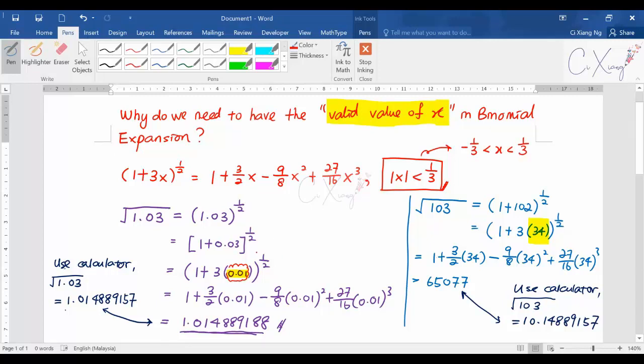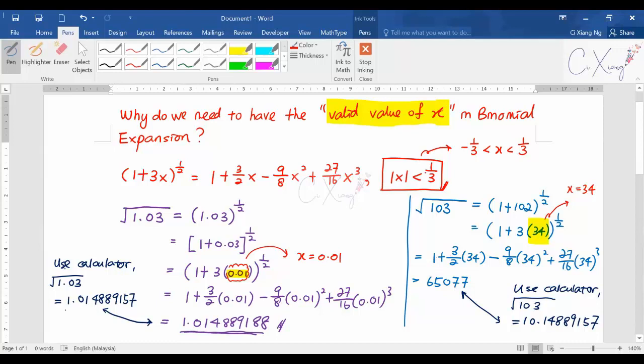So if you look at the first example, the x is equal to 0.01. Is it between negative 1 over 3 to 1 over 3? Yes. So therefore, when you substitute the value 0.01 into the binomial expansion formula, you'll get a very accurate estimation. Then for the second part here, your x is 34. So you ask yourself, is 34 between negative 1 over 3 to 1 over 3? No, right? It is out of the range. So if you insist on substituting the 34 into the binomial expansion equation, what will you get? You'll get a wrong estimation.